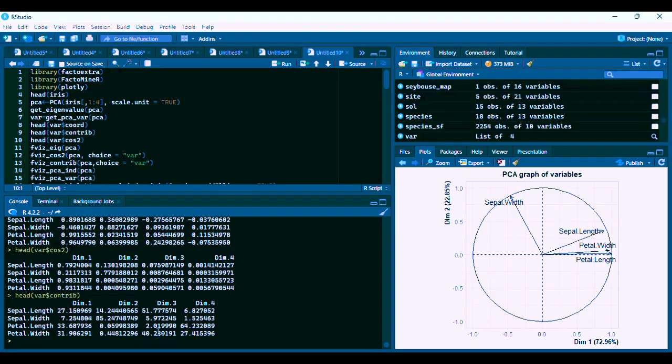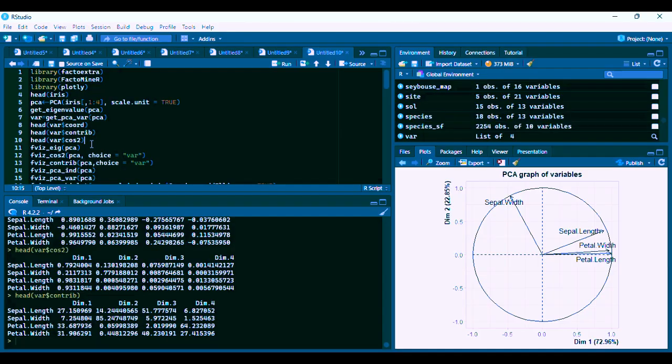And petal length and petal width contribute most, in this case, to the construction of dimension 1, so the dimension can be interpreted as a petal size gradient, because these two variables contribute nearly 65 percent of all the information, or all the contribution, of this dimension.